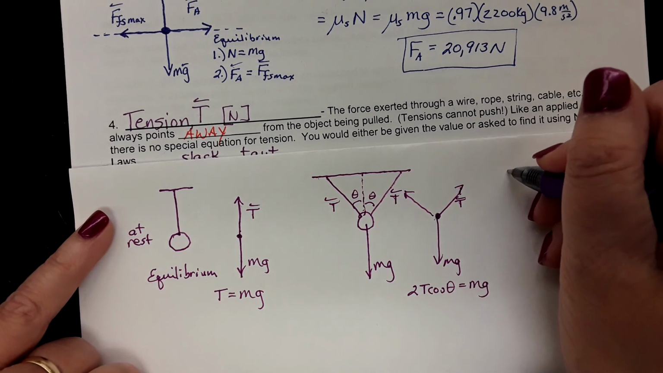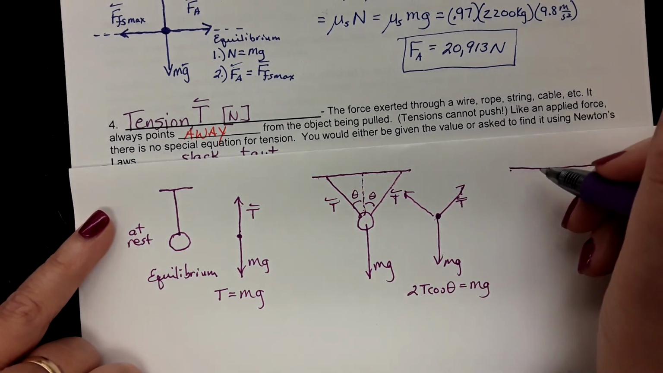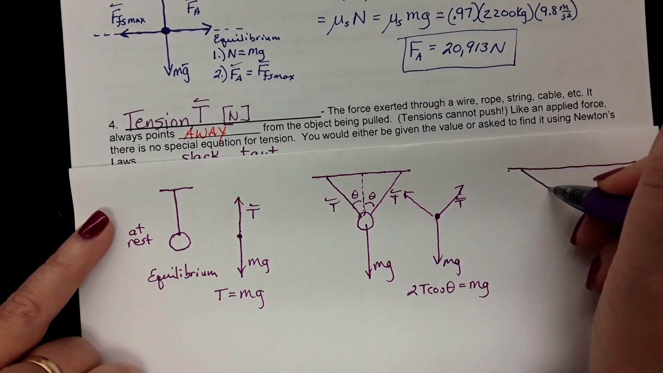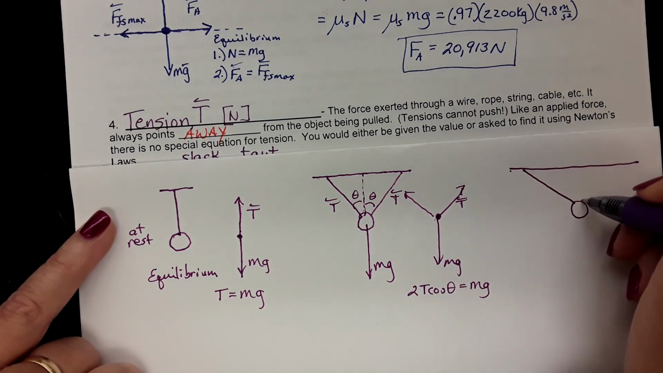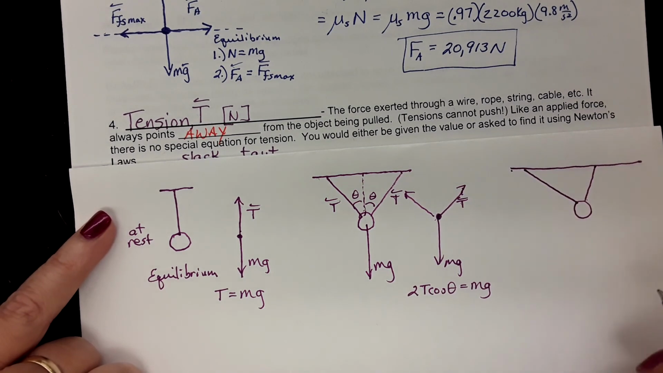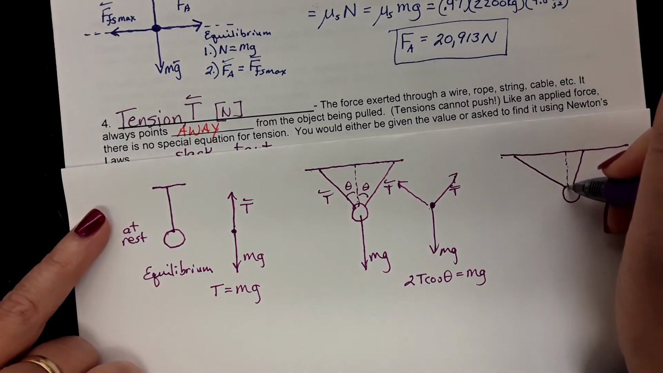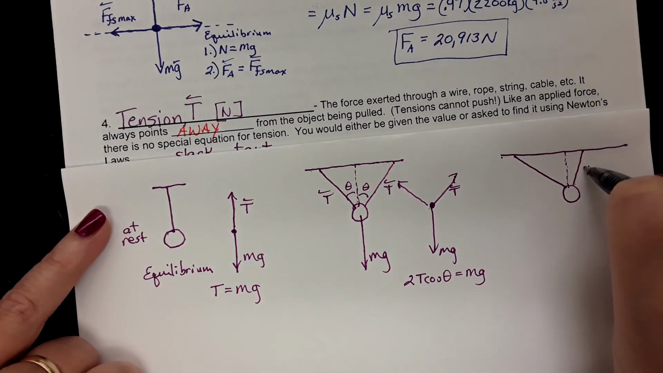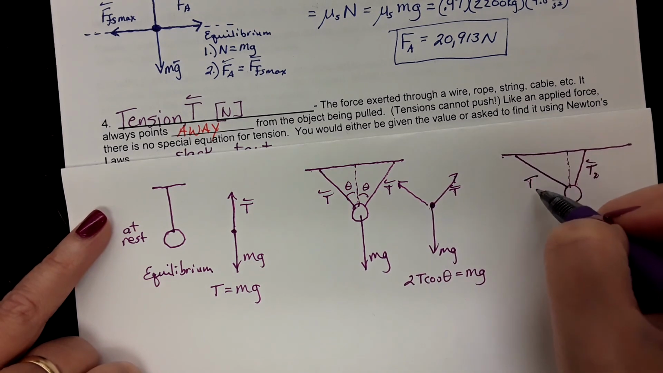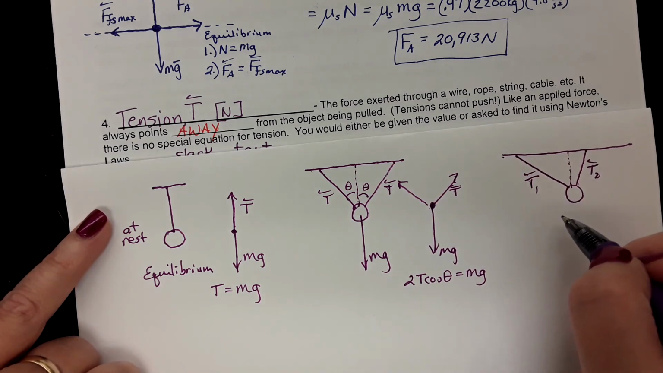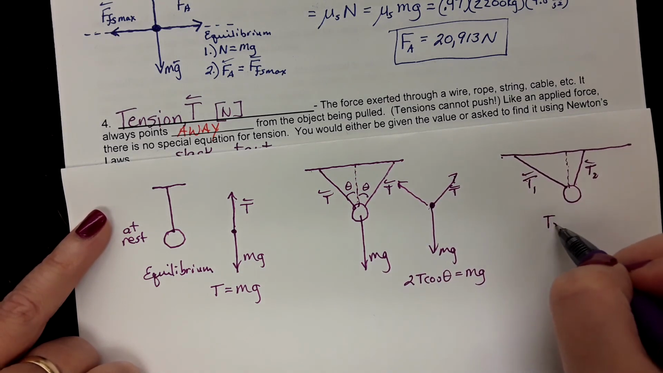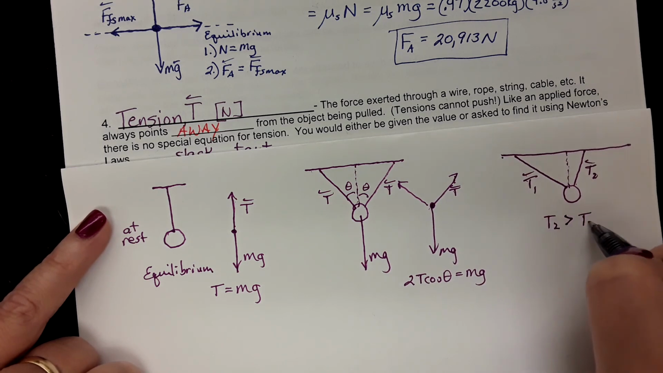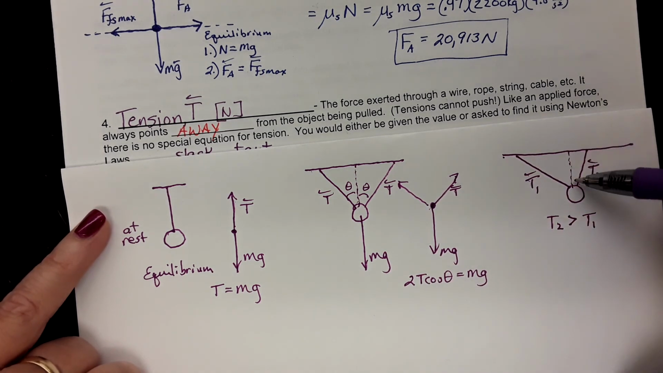But now, if they are at odd angles, like this, the one that is more vertical will actually have the greater tension. So if we label these T1 and T2, in this case, T2 would have to be greater than T1. It's more vertical, so it will have the larger vertical component and therefore support more of the weight.